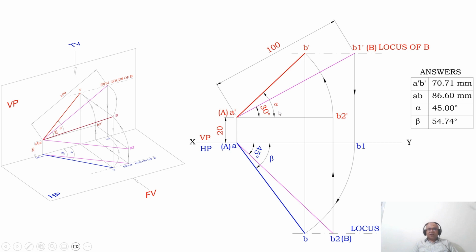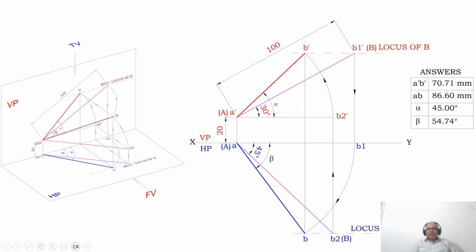then join A dash B dash with a dark line and mark that angle as alpha. So this is how you will be able to solve the problem, and when you join B dash and B, both will lie on the same line. This is to check whether your problem is right or wrong. If the problem is wrong, then B and B dash will not lie on the same line.